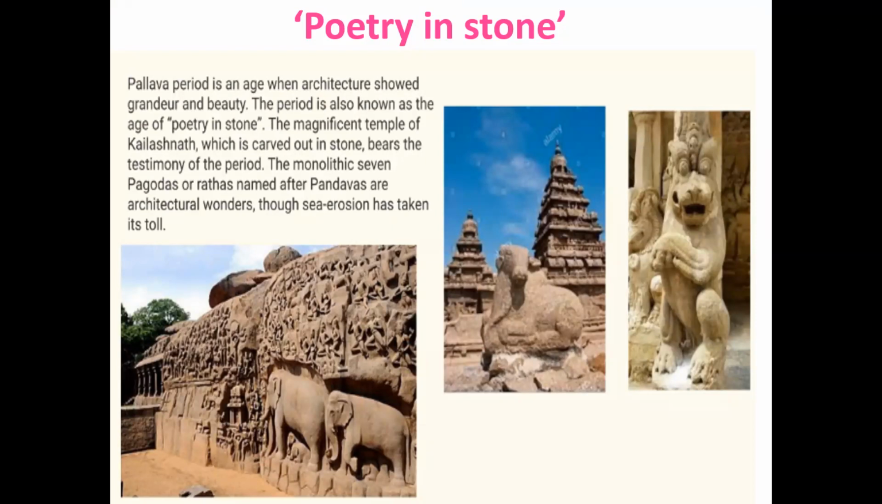The Pallava period is an age when architecture showed its grandeur and beauty. The period is also known as the age of poetry in stone. The magnificent temple of Kailasanatha, which is carved out in stone, bears testimony to the period. The monolithic seven pagodas or rathas, named after the Pandavas, are architectural wonders, though sea erosion has taken its toll.